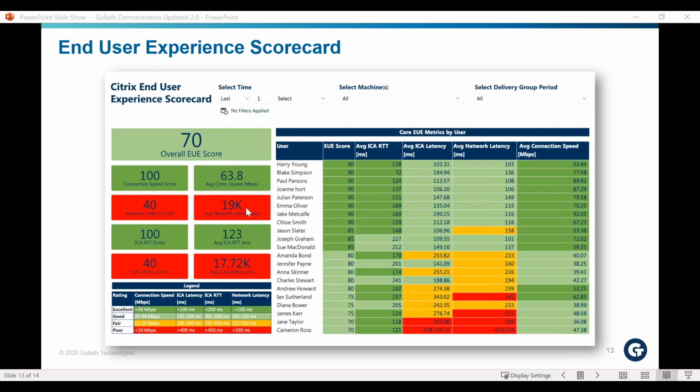We do offer this as a no-cost benchmarking tool. So if you are interested, please let us know at techinfo@goliathtechnologies.com if you're interested in receiving this scorecard, where we'll have this up and running for you in a matter of just a couple hours. And then you're able to see the overall user experience score. And then most importantly, where are there areas for improvement?